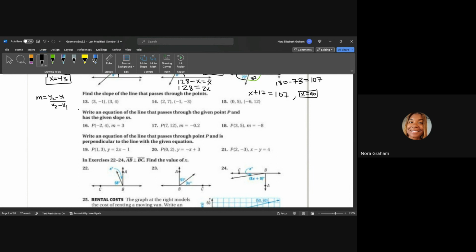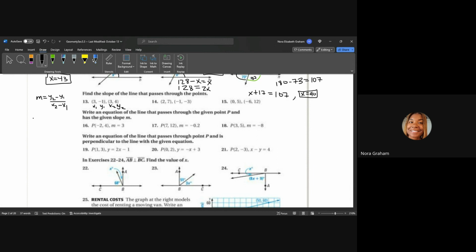Okay. And what I do on all my tests is I always like to annotate what I'm using as my y sub 1, what I'm using as my y sub 2, what I'm using as my x sub 1, and what I'm using as my x sub 2. It just helps you so if you do make a mistake, it's easier for you to go back and check it. And I would do that for 13 through 14. I'm not going to do it right now because I want to save time through this video.